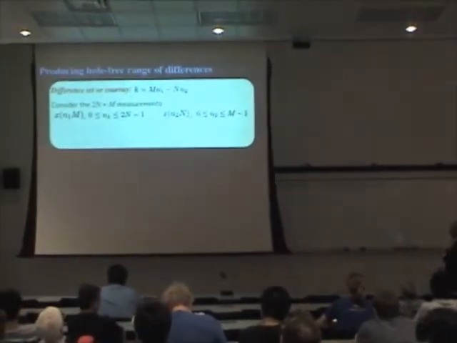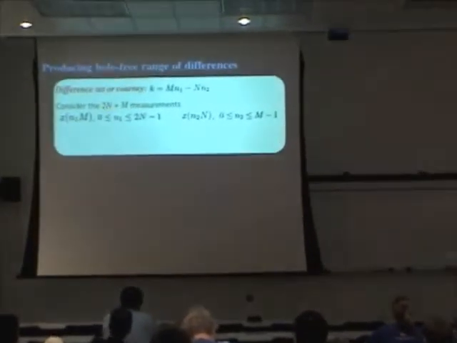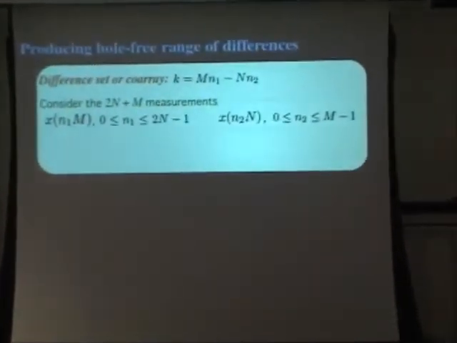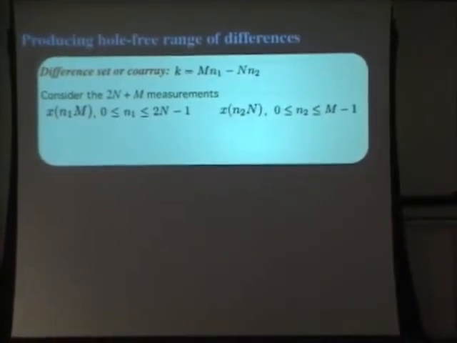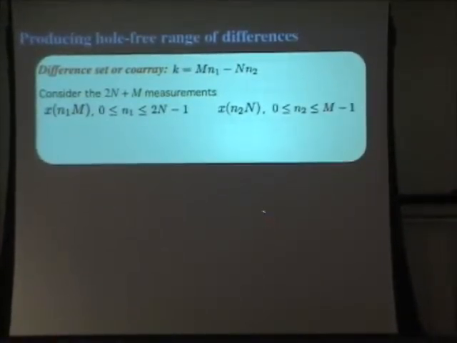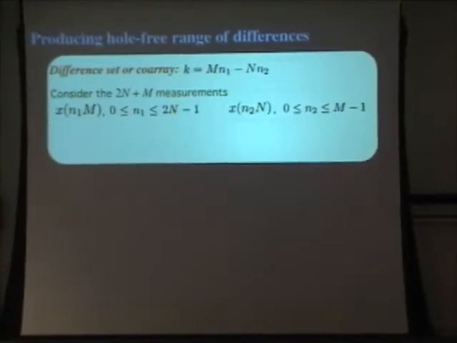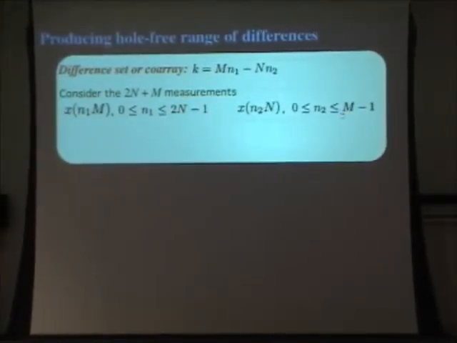So what I'm saying is that now, imagine there are 2n plus m measurements, meaning 2n plus m sensors. You know how we have n sensors and m sensors? Now we have 2n sensors and m sensors. The first one has 2n samples, whether samples in the time domain or samples in the spatial domain. This has only m samples. So the total number of samples is not n plus m, but 2n plus m.